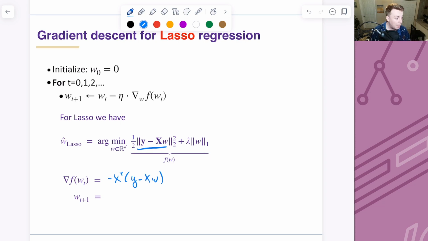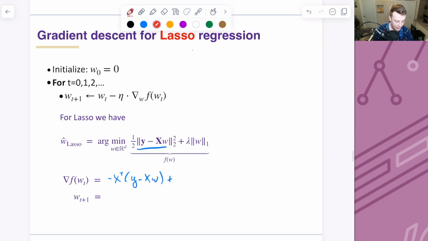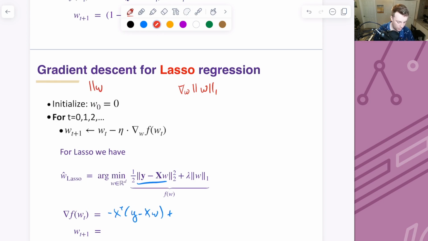So that's going to be the same. However, we're going to have another term in our gradient, and that's going to come from the L1 norm. So what we need to do is actually compute the gradient of our L1 norm here. And just as a reminder, the L1 norm is equal to the sum from j equals 1 to d of the absolute value of wj. Okay? So we want to figure out what that gradient is.